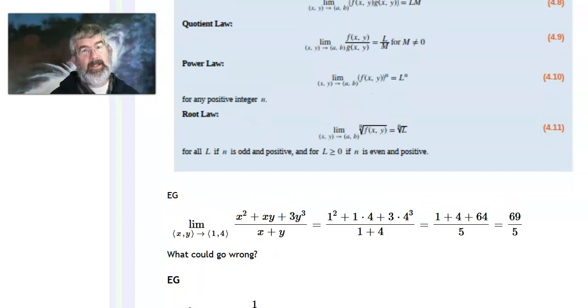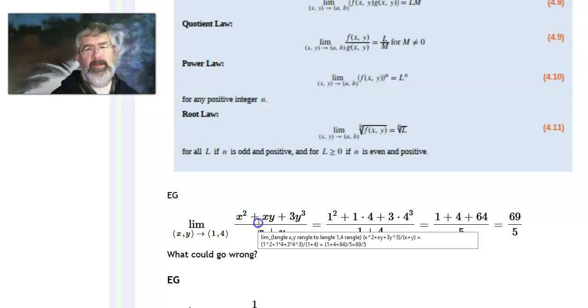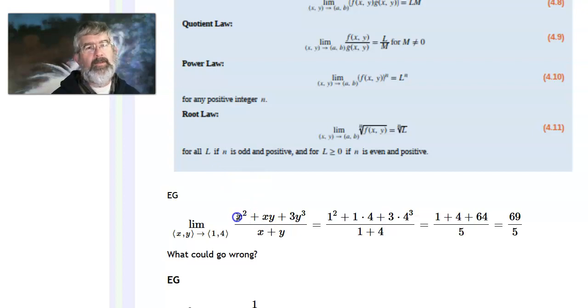Now, when the textbook gives examples of this, they go through and use every single rule. So here's an example. I want to take the limit as (x,y) goes to (1,4). They say, okay, this is a limit of a quotient, so they take the limit of the top and the limit of the bottom. In order to do the limit of the top, they say this is a sum, so they take the limit of the x squared and the limit of the xy and the limit of the 3y cubed. Then they say the limit of x squared is the limit of x, squared, and we know the limit of x is going to be 1, so you get a 1 squared out of that. And the xy, oh, that's a product, so this is the limit of x times the limit of y. I know the x is going to be 1 and the y is going to be 4, so it's 1 times 4.